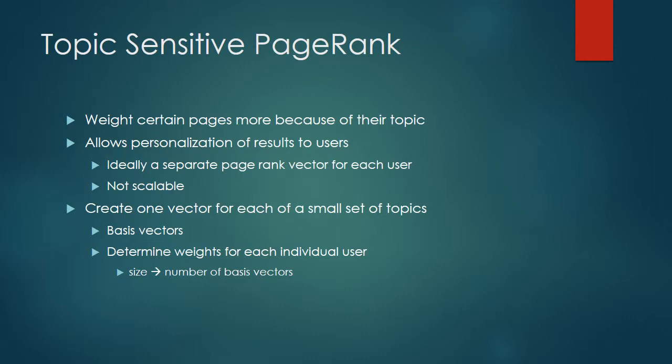The alternate approach, and you will see this used across data analysis and scientific computing, across a lot of fields, is to create a set of basis vectors. So you're saying that I'm going to create one vector for a small set of topics. We can call those basis vectors. You can either decide what these topics or basis vectors are independently, like manually defined.